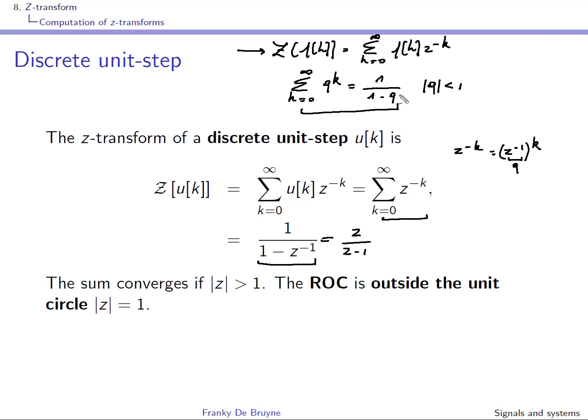Remember that this sum is valid only if the modulus of q is smaller than 1. So in order for this to be true, we need here also that the modulus of z minus 1 is smaller than 1, which is equivalent to the modulus of z larger than 1. So the domain of convergence, the region of convergence, is outside the unit circle.